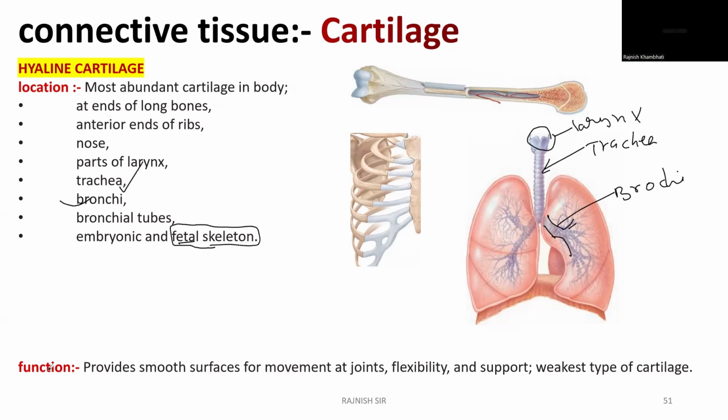And what is the function? The function is to provide smooth surfaces for the movements at the joints. You can see in this above diagram, over here and over here. So it provides the smooth surface so that movement is possible. It provides flexibility, provides support, and it is the weakest type of cartilage. It can break easily. Okay, weak cartilage.